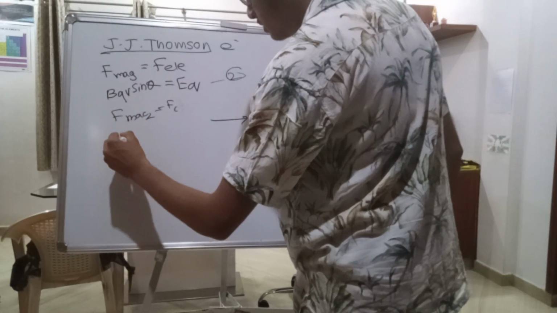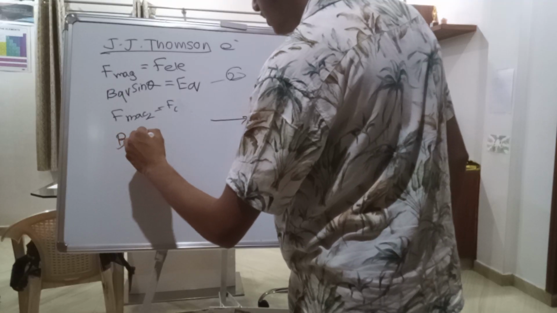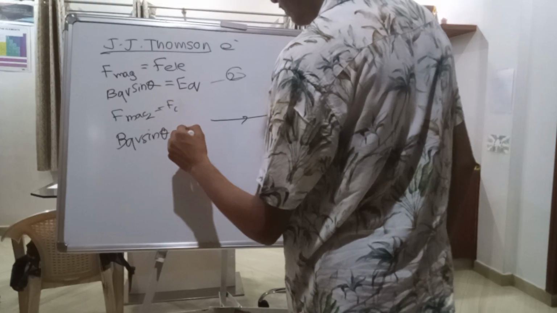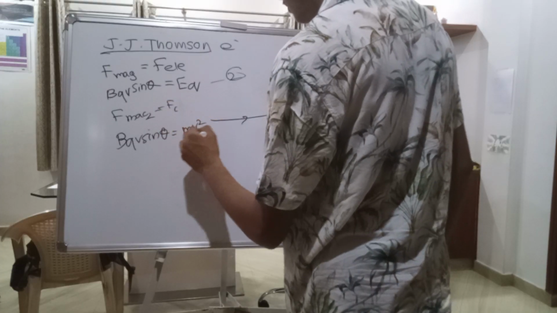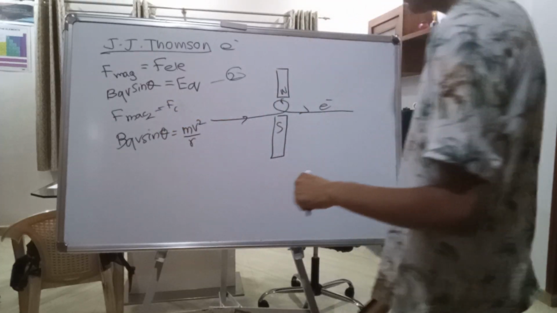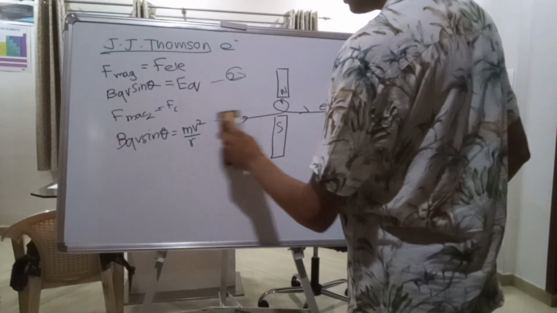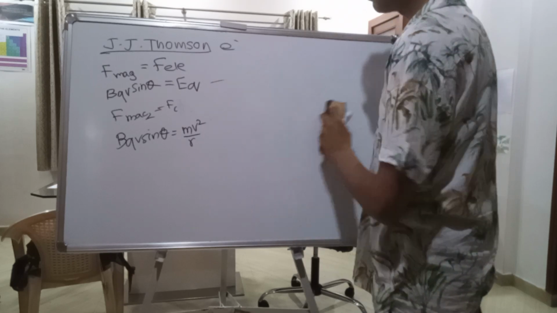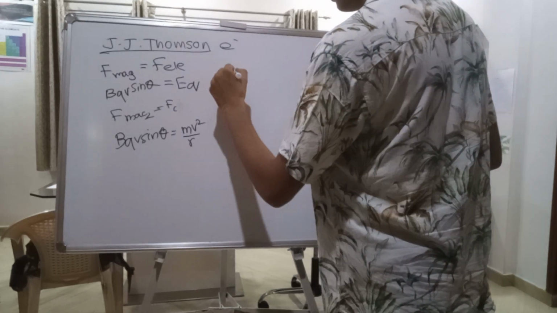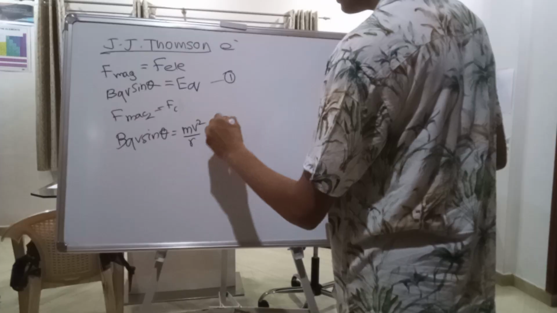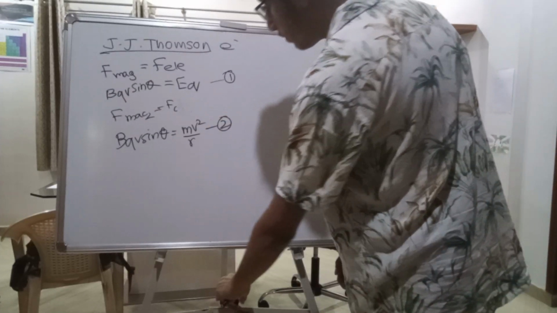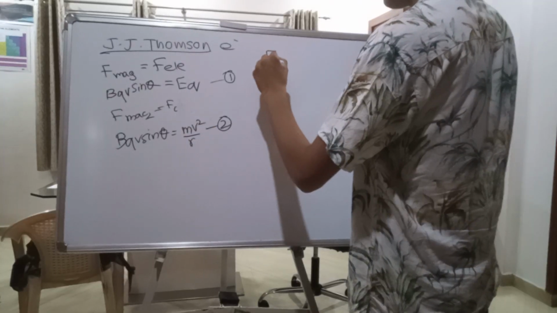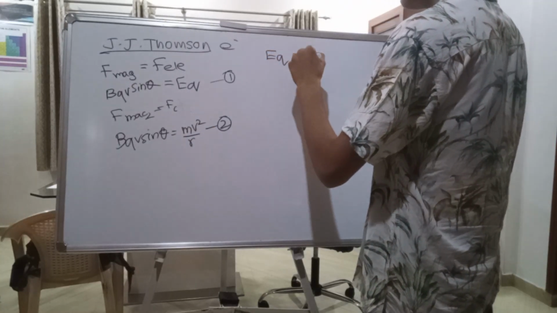Now again write the same equation: BQV sin theta is equal to the centripetal force, mv square by r, where v is the velocity of the electron because the electron is emitted here. This is equation number one, and this is equation number two. One thing you find in general is that with sin theta being one, you can equate BQV to mv square by r.